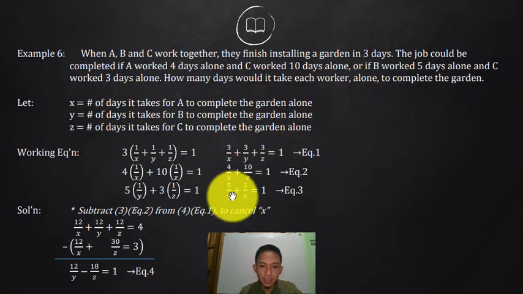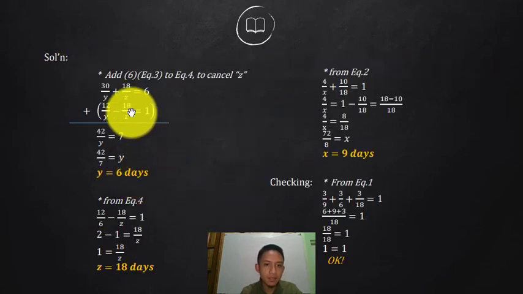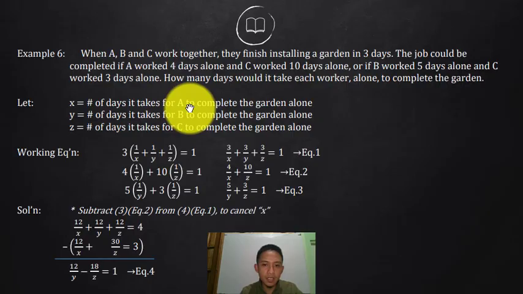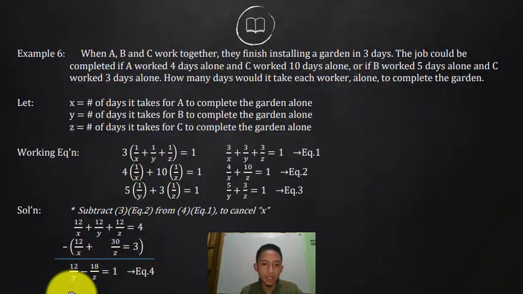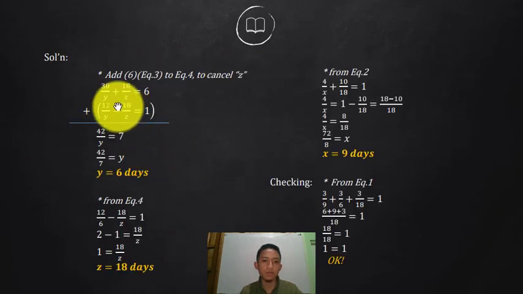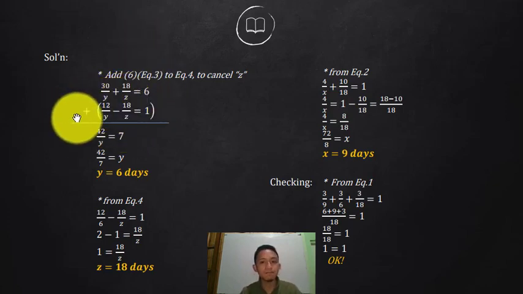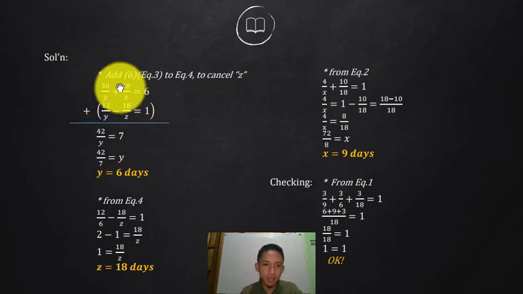Okay? So multiply 6 in this one, so that will be 6 times 5 is 30 over y, and then this will be 18 over z. 30 over y plus 18 over z, and then of course 6 times 1 is 6. And then of course copy your equation 4. Just copy that one. This is your equation 4. Now I will add. Since they are different signs, if I add, they will cancel. If they are the same sign, what will I do? Subtract. Okay. So add. This will now be eliminated.